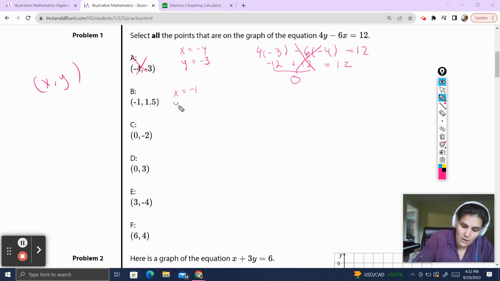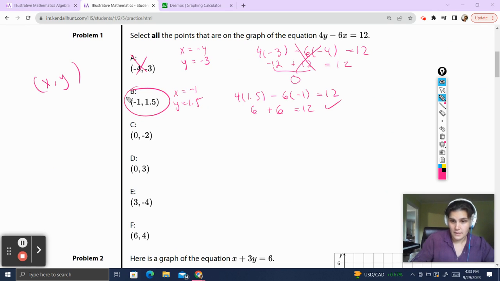x is -1, y is 1.5. So we're going to plug in 4 times 1.5 minus 6 times -1 is equal to 12. 4 times 1.5 is 6. Minus, 2 minuses make a plus. 6 plus 6 is equal to 12. This is true, so this guy is in our graph.